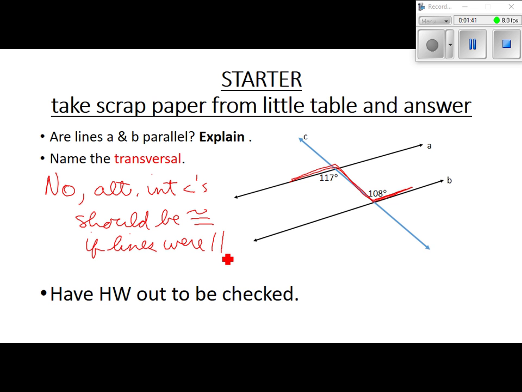Second part, somebody name the transversal for me. Line C. Is that all right to name it with that little lowercase letter? Yeah. What's the other way that you can name lines? We can't name any of these, but what's another way? Two letters. We'd have to know two different points on there, right? But they didn't tell us that way, so this time, line C.